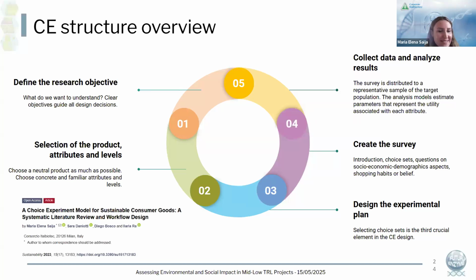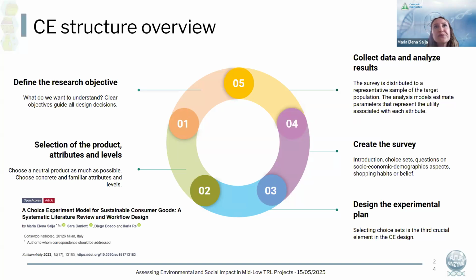After that, we have to create the survey. The survey will not include just the choice sets of the purchasing choice, but also other type of information. So, for example, additional questionnaire, additional elements. It's best to take into consideration also the socio-demographic and economic aspects of the sample, but also, for example, the shopping habits and the beliefs of the sample. These are very important, and I will talk about this later in my next presentation.